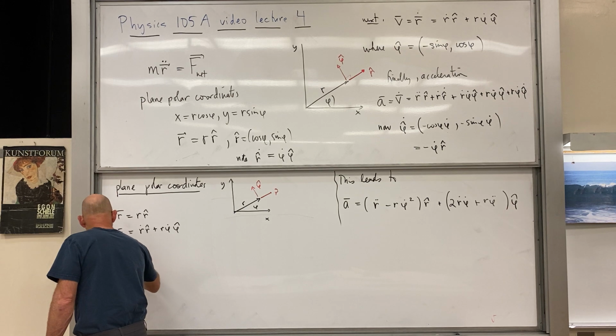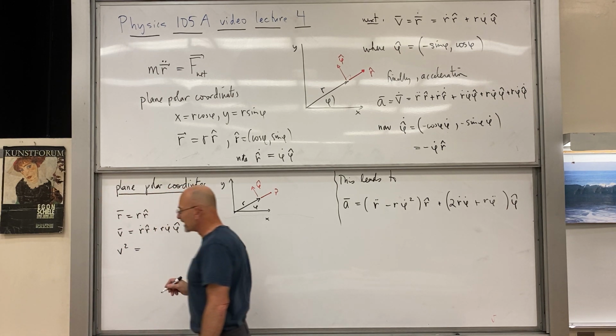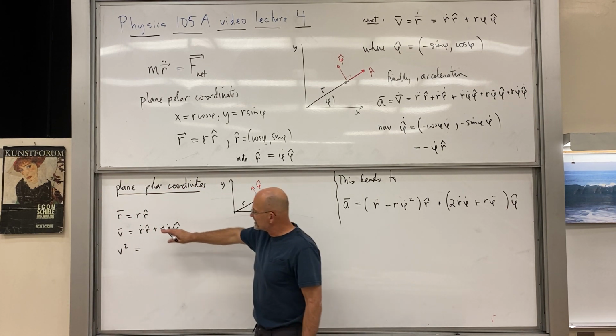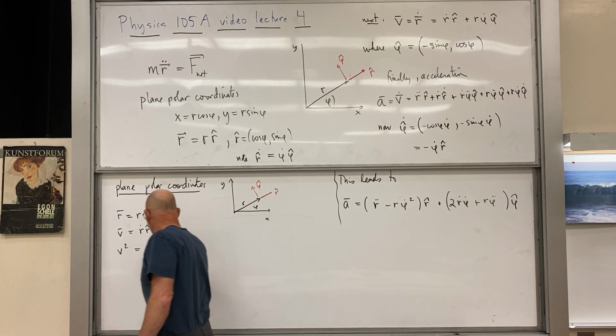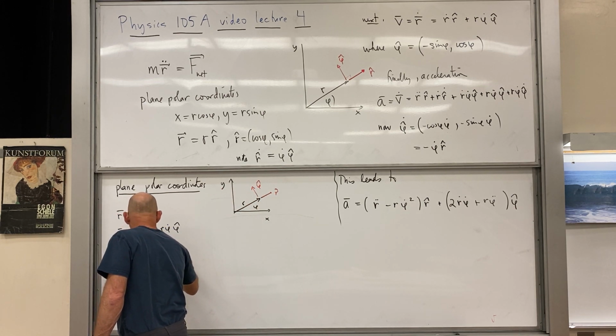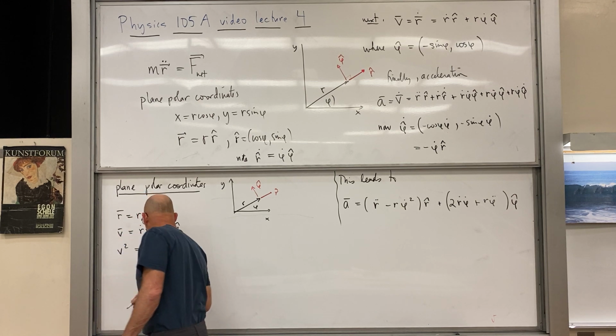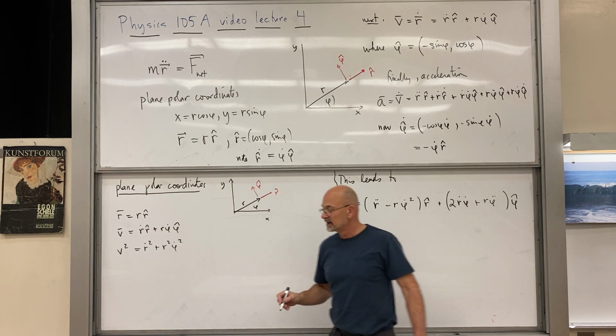Now v squared we did last time. That's actually an interesting one. Of course, it's the square of a vector, which is a scalar, dot product with itself, and that was r dot squared plus r squared phi dot squared. We'll use that a lot during the semester.